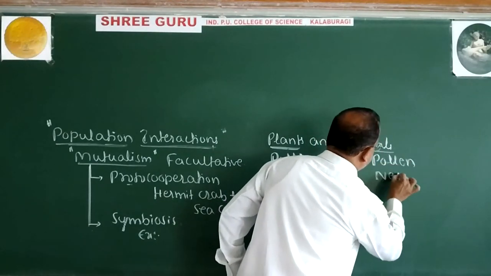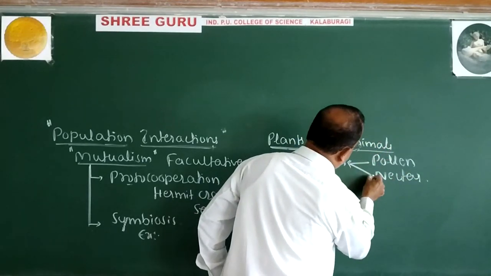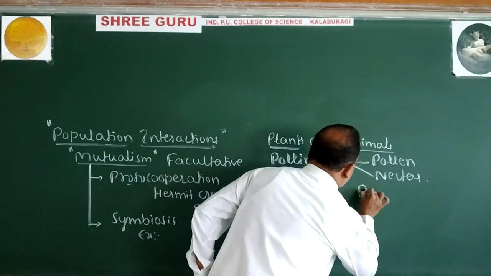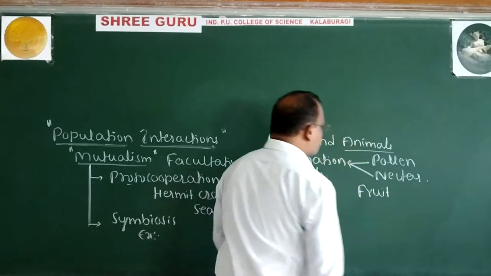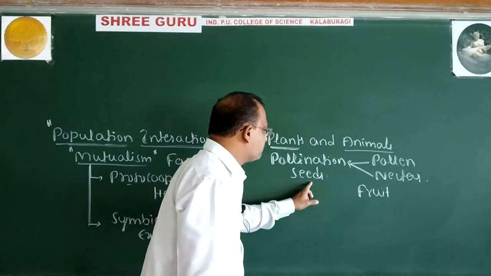and nectar for pollination, nutritious and juicy fruit for the dispersal of seeds.